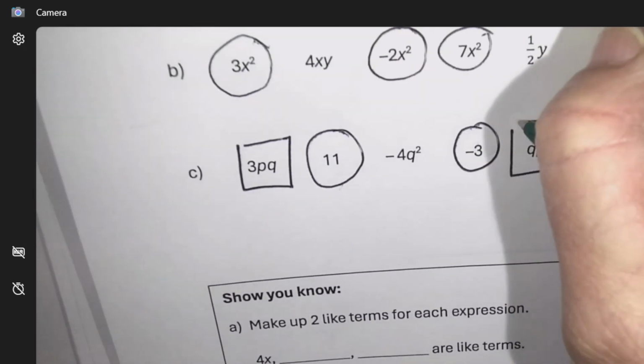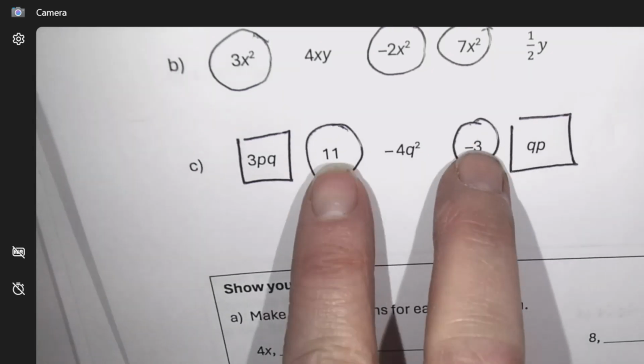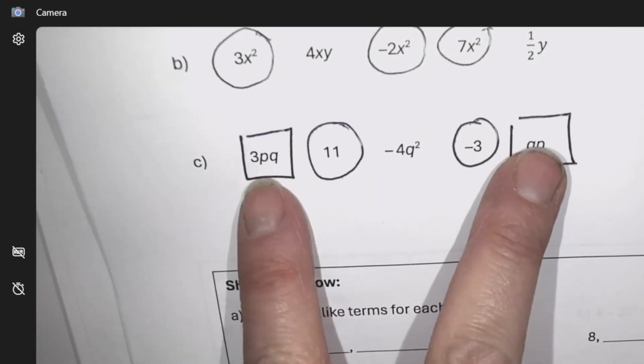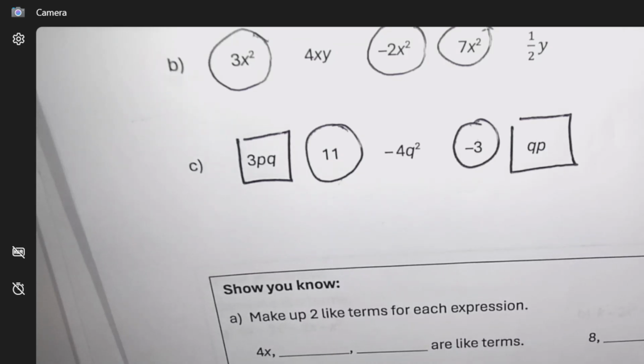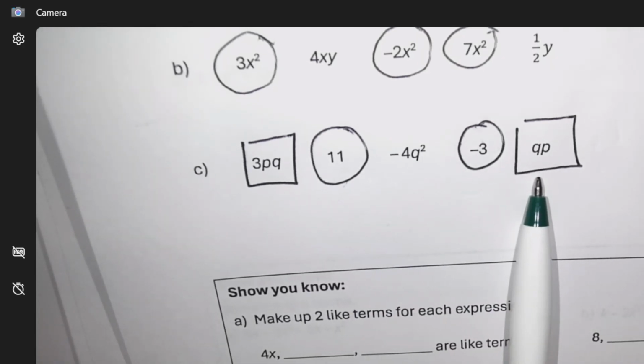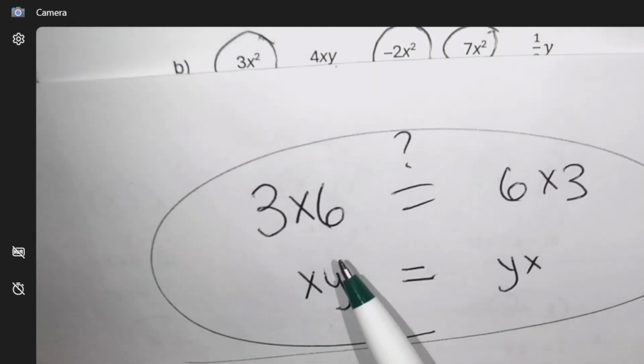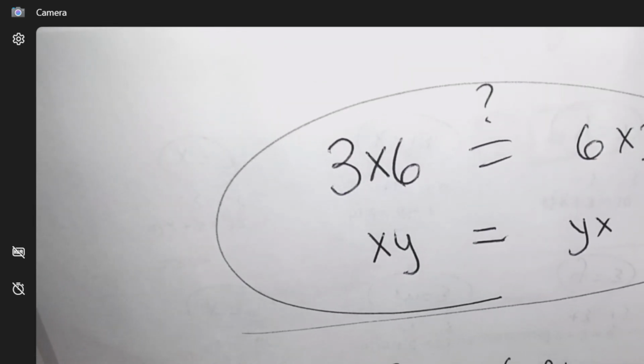I also have something else in this one. 3PQ and QP. Yeah. I'm going to put boxes around those. So these are like each other, and these are like each other, but I didn't want to use the same symbol because they're not all like each other. So PQ is the same as QP, right? Just how I said before. What did I say? 3 times 6 is the same as 6 times 3.